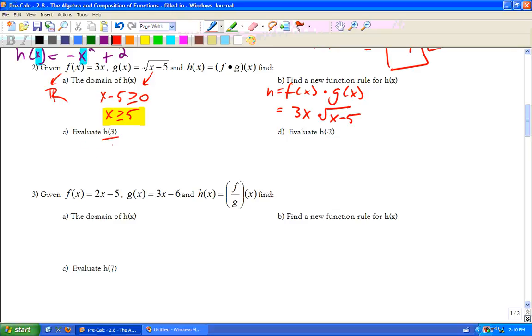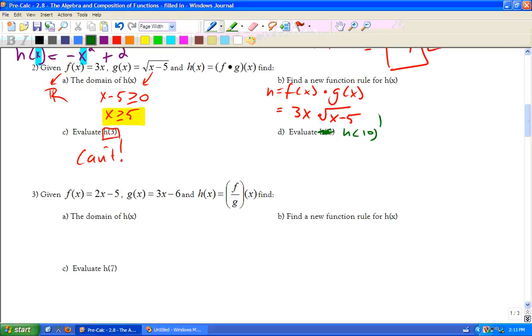Evaluate h of 3. Well, h of 3, we can't. 3 is not in our domain, so we can't evaluate it. When we take a look at h of negative 2, again, that's not in our domain. That's kind of boring, so we're going to change that. Let's take a look at h of 10.